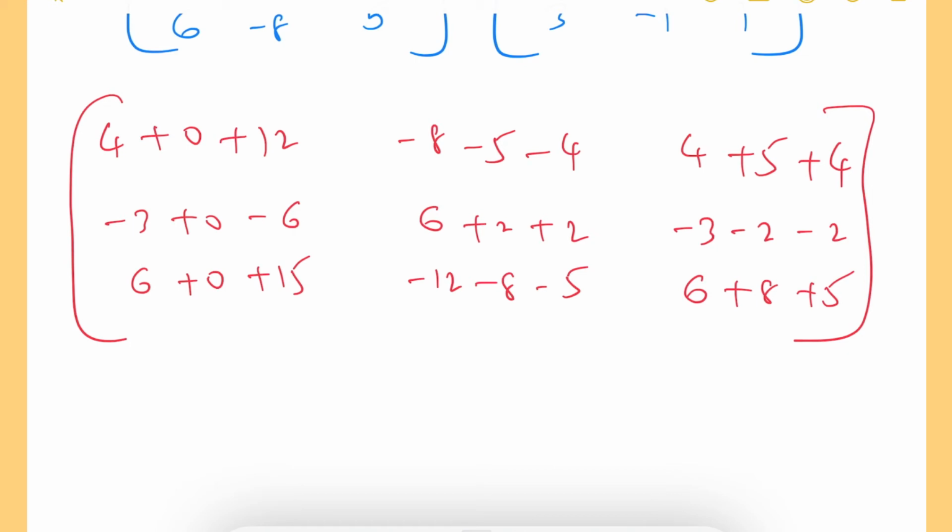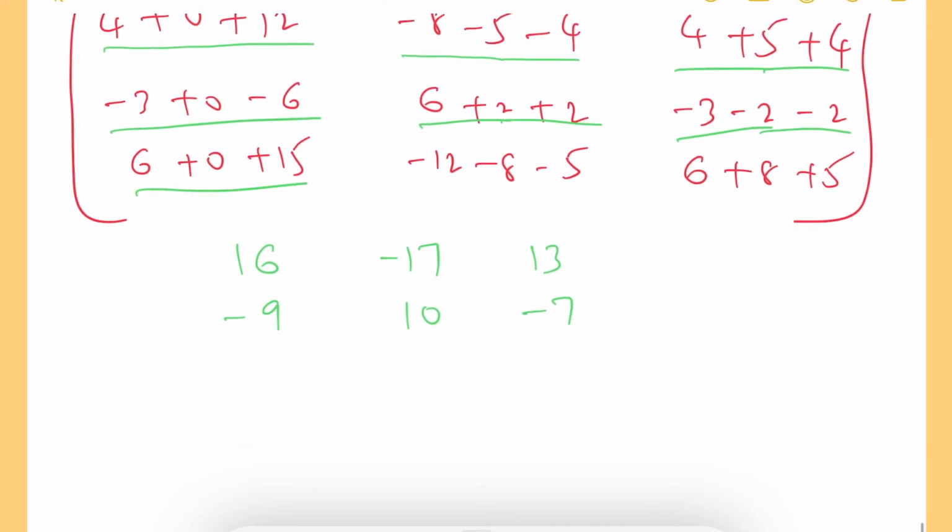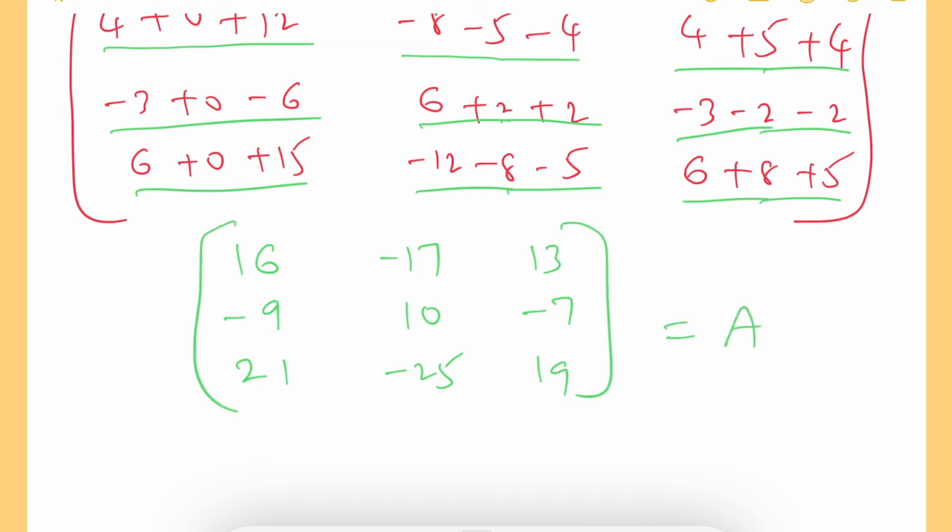Okay, now let us do addition. 4 plus 0 plus 12 is 16, minus 8 minus 5 is minus 13, minus 13 minus 4 is minus 17, 4 plus 5 is 9, 9 plus 4 is 13. First row completed. Next, minus 3 minus 6 is minus 9, 6 plus 2 is 8, 8 plus 2 is 10, minus 3 minus 2 is minus 5, minus 5 minus 2 is minus 7. Last row: 6 plus 15 is 21, minus 12 minus 8 is minus 20, minus 20 minus 5 is minus 25, 6 plus 8 is 14, 14 plus 5 is 19. So this is the value of A cube.